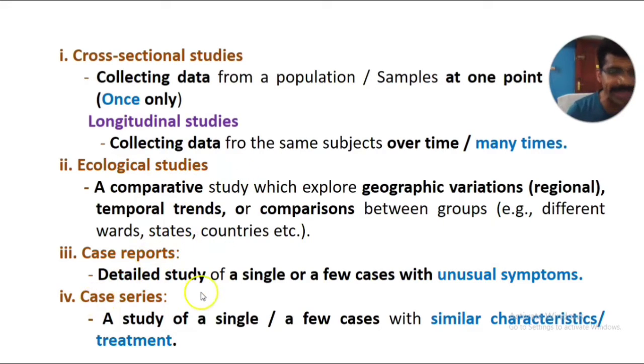Then case report and case series. These are the individual studies. It is a detailed study of a single or a few cases with unusual symptoms. So the same problem, that means an individual or a few people having the same problem, but they have different types of symptoms. Such a study comes under case reports. Whereas in a case series also there is an individual suffering from a particular problem or a few cases with a particular problem, but in this they have the same symptoms, similar characteristics or the same treatment. That study is called a case series. These are the studies that come under the descriptive studies.